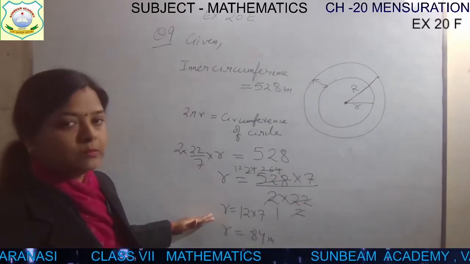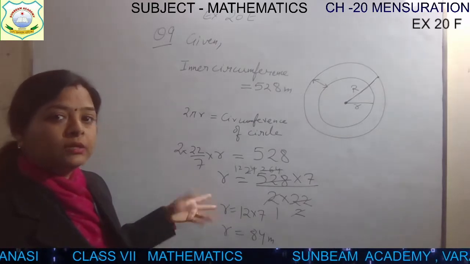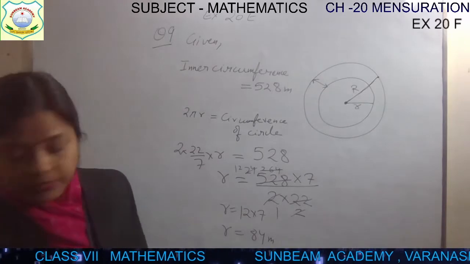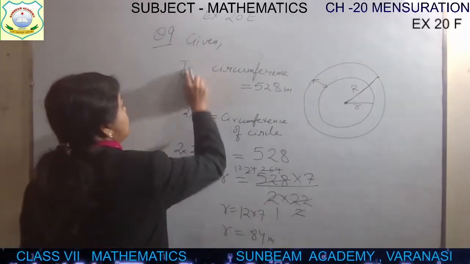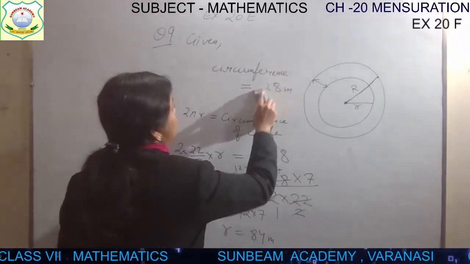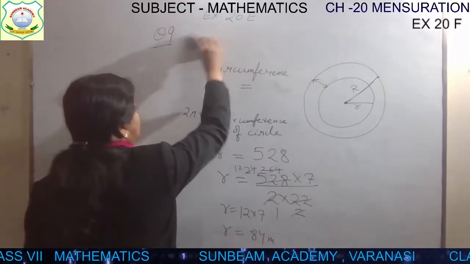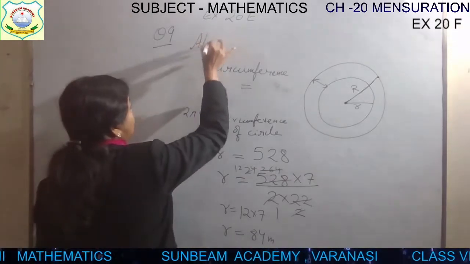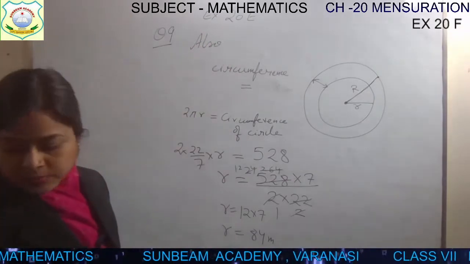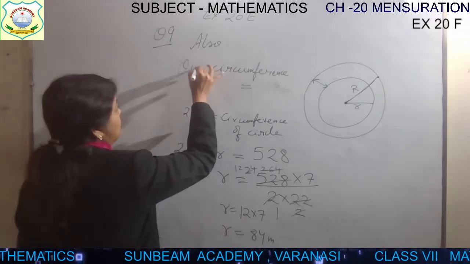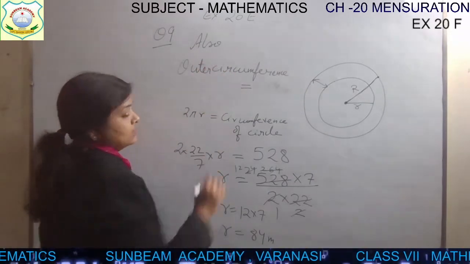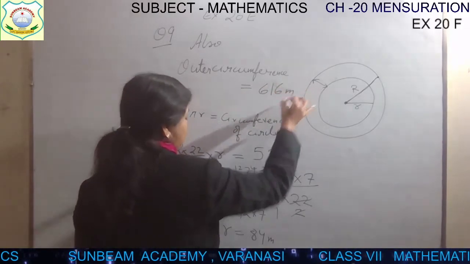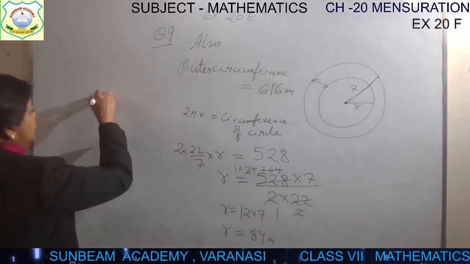Inner circle का radius हमने find out कर लिया. Now let's find out the outer circle radius. So I am going to erase the board. Okay, so now instead of inner we will write outer. Also given के बाद लिखेंगे also given. What is given to us, it is the outer circumference. Outer circumference, it is 616 meter. Radius, first का radius आ गया बेटा, this is 84.